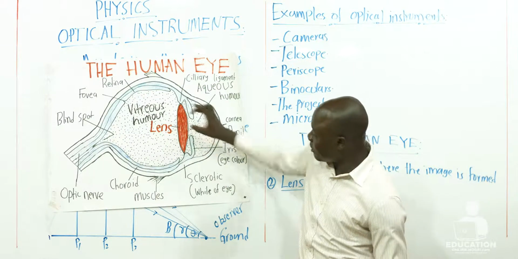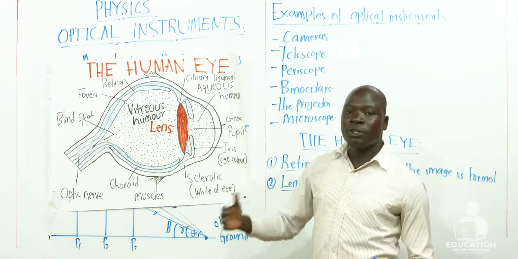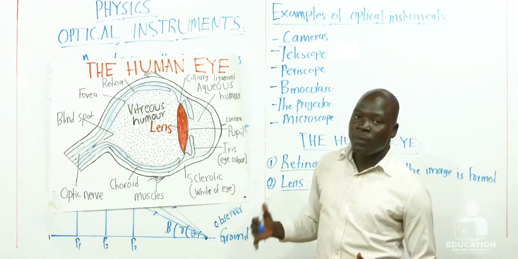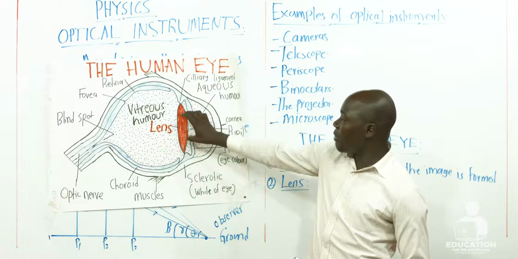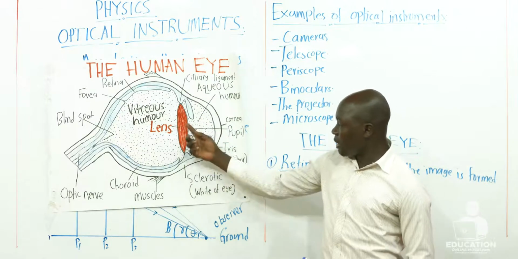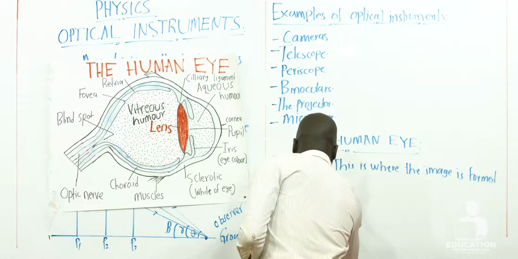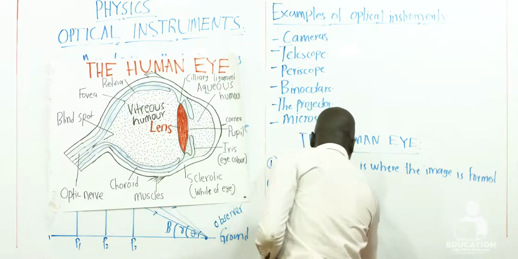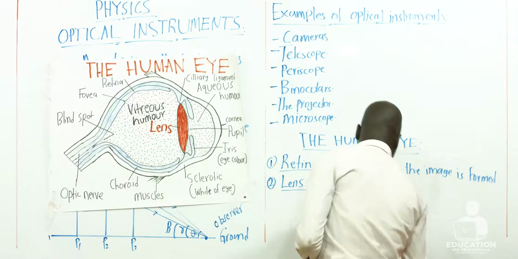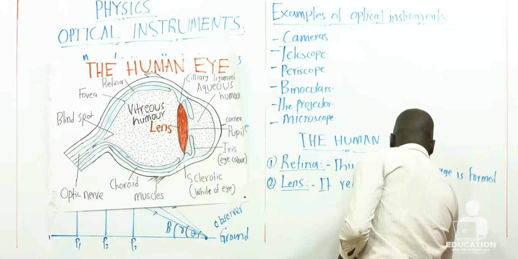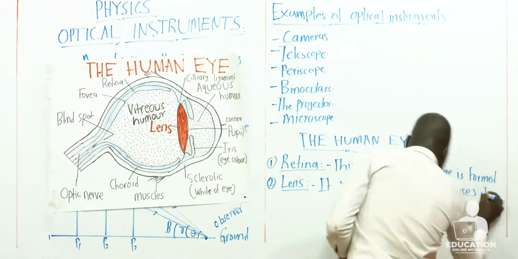So we can see that the lens found in the eye is of the same type as the lens found in other optical instruments. We shall come to look at the periscope, the telescope, the camera. We shall find that the human eye and all these optical instruments have this lens. Now, what is the function of the lens in the human eye? The lens refracts rays and focuses them on the retina.